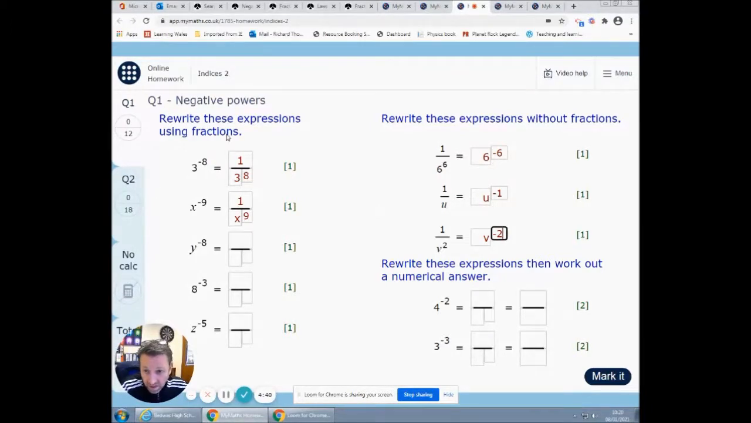Here you start with a negative and you turn it into the reciprocation. Here you start with the reciprocation, you put it back to the negative. These last ones here, rewrite these expressions, then work out a numerical answer.